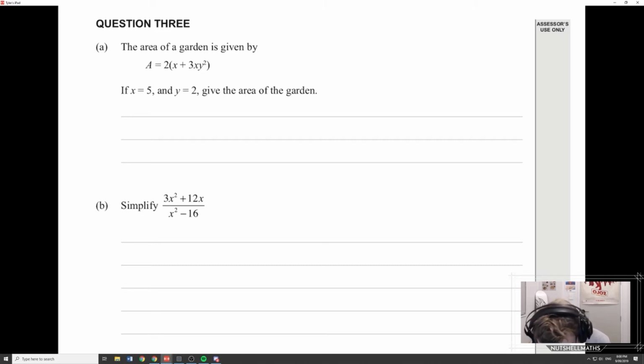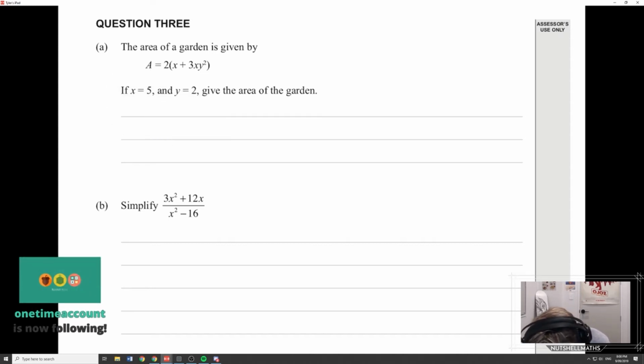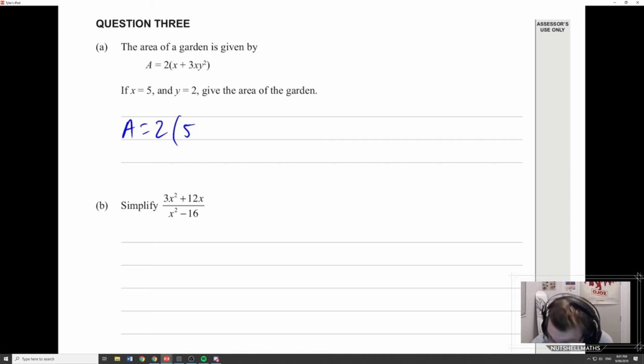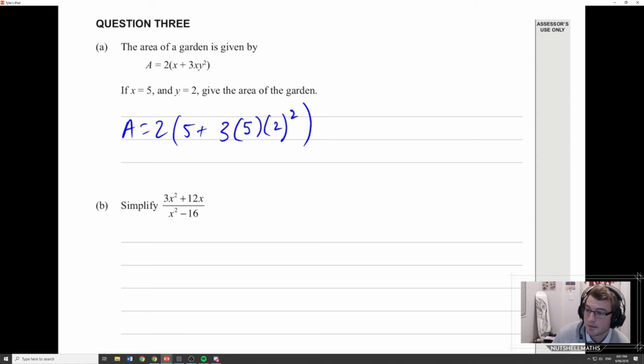The way I like to think about substitution is everywhere I see an x, I'm going to now write the number 5. And everywhere I see a y, I'm now going to write the number 2. Let's write a little bit bigger, eh? Instead of x, I write 5. Instead of y, I write 2 and squared and close the bracket.